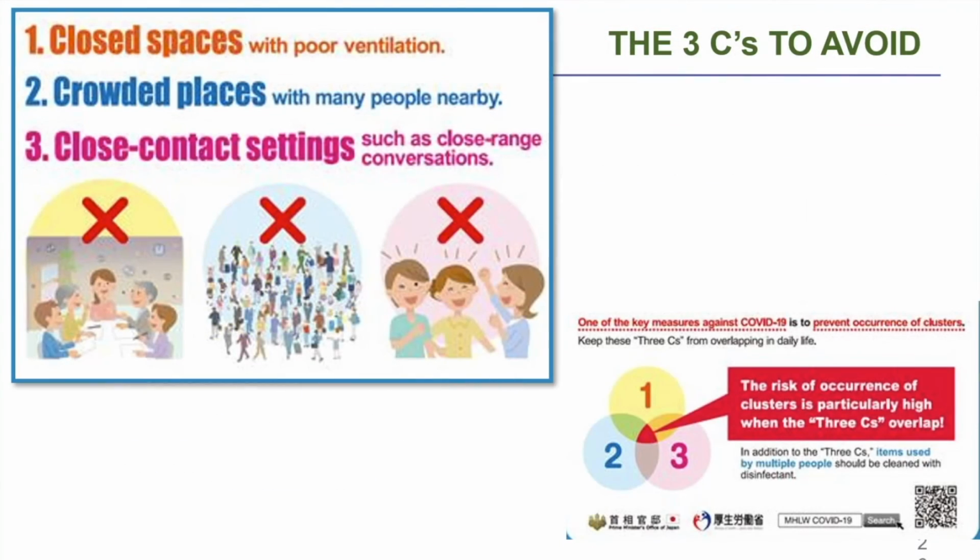The 3 C's to avoid are closed spaces, crowded places, and close contact settings. This is crucial, especially closed spaces with poor ventilation, crowded places with many people nearby, and close contact settings like close range conversation. So avoid these 3, because the risk of this will result in clusters, and this could result in a massive spread of the disease, as it has happened in many countries and cities, like New York, and countries like Italy and Spain.